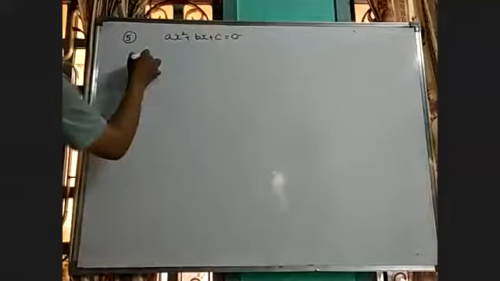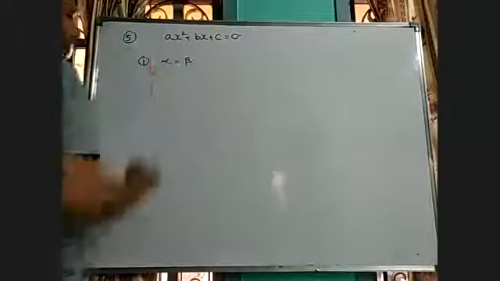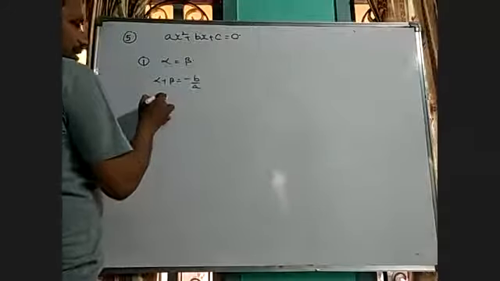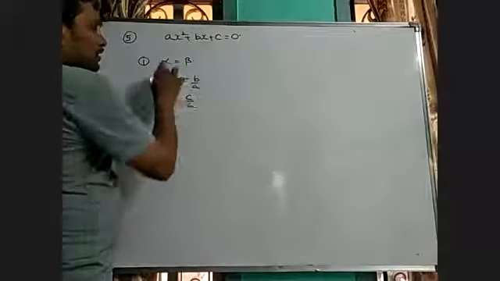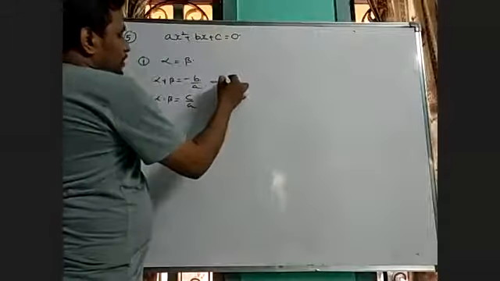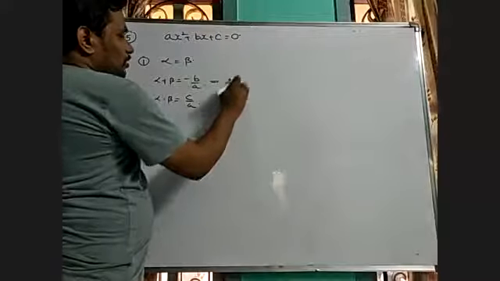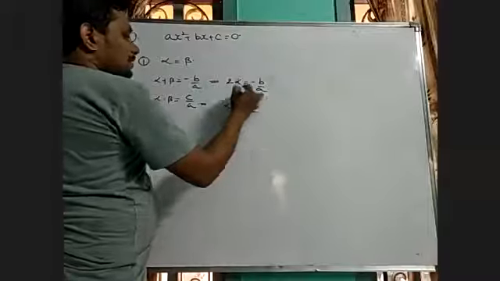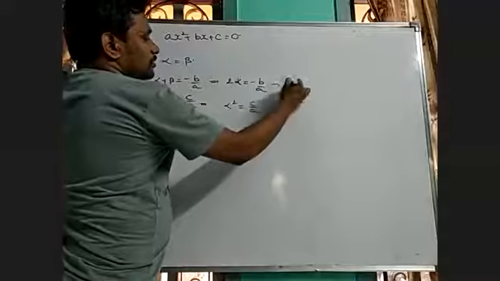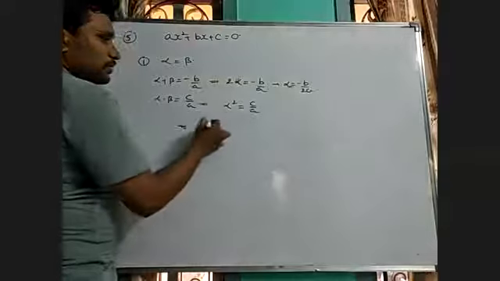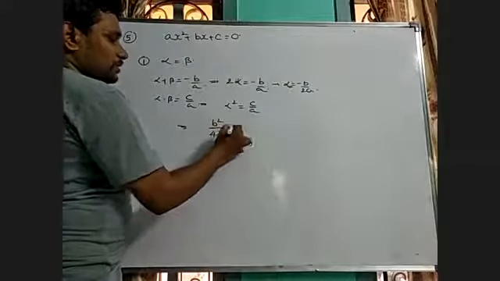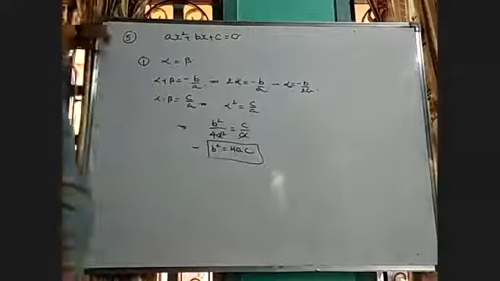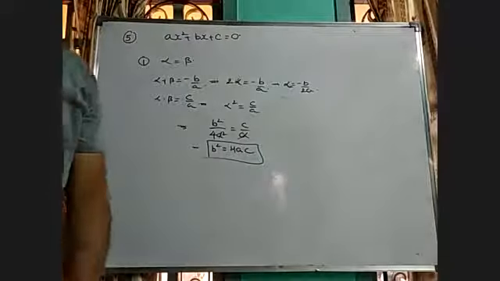In this equation, first option, what they give? Option 1: alpha equals beta. Alpha equals beta means alpha plus beta equals minus b by a, and alpha beta equals c by a. Taking alpha equals beta, 2 alpha equals minus b by a, and alpha square equals c by a. From this, alpha equals minus b by 2a. If you substitute it, we get b square by 4a square equals c by a. A will get cancelled. B square equals 4ac we are getting. So for alpha equals beta, b square equals 4ac.